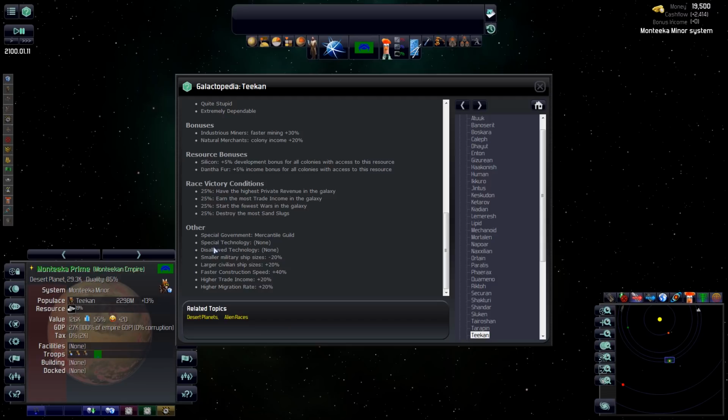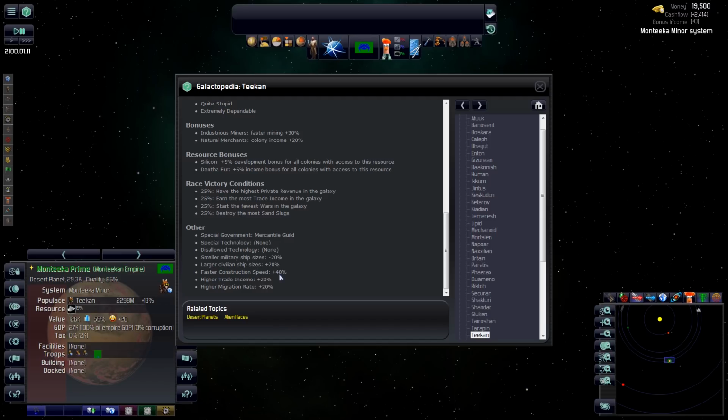Okay. Special government, we'll look at that in a minute. It's a mercantile guild, and we don't have any special technologies or disallowed. We have smaller military ships by minus 20%. And that's what I was saying. This might be a good race for the Bacon mod with the gravity wells. Our civilian ships are 20% larger, which means that we can carry more stuff around.